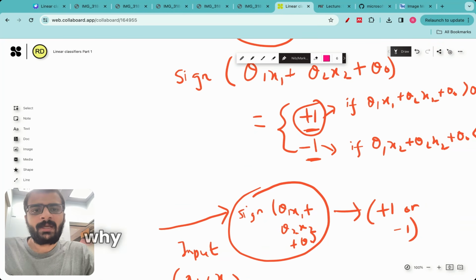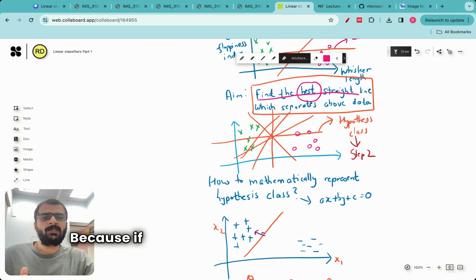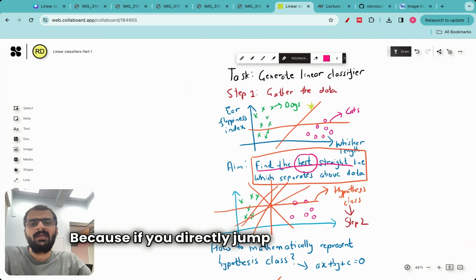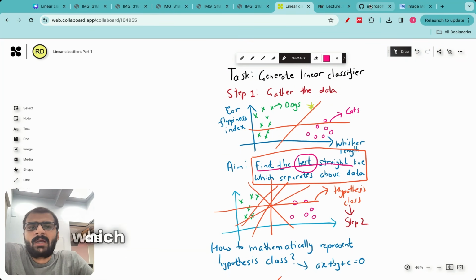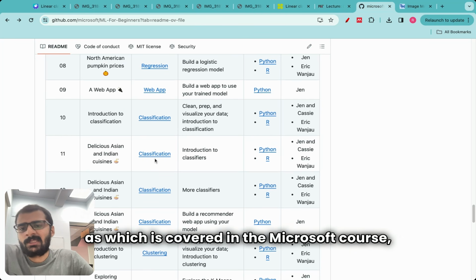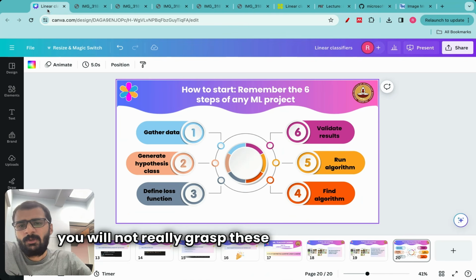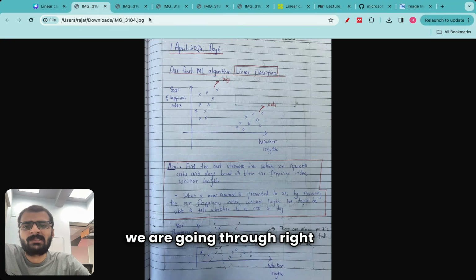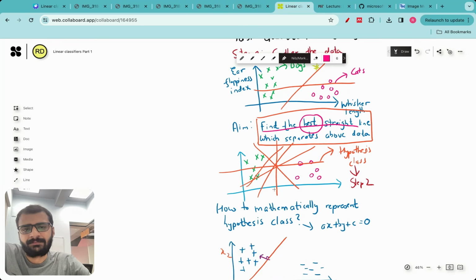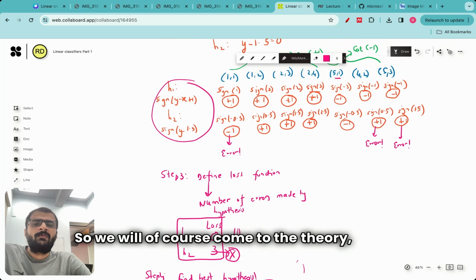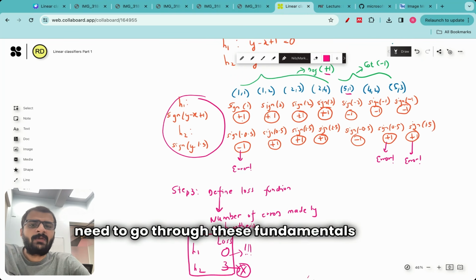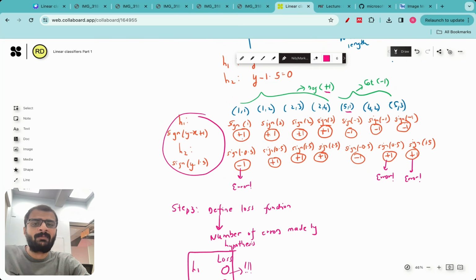One thing to also remember is that this is why I want to focus a bit on theory, because if you directly jump to the applications, as covered in the Microsoft course, you will not really grasp these fundamentals which we are going through right now. So we will of course come to the applications, but we need to go through these fundamentals as the building block.